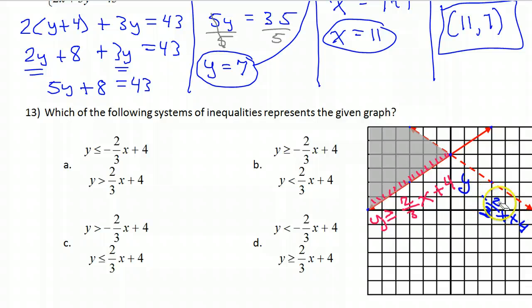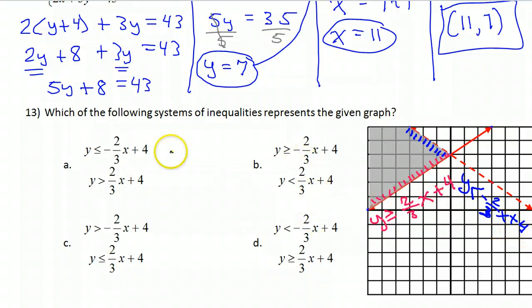There will be no or equal to business. It'll just be greater than or less than. But let's be specific, my friends. Because I am below this line, that's going to be less than. So I have y is less than negative 2/3 x plus 4.